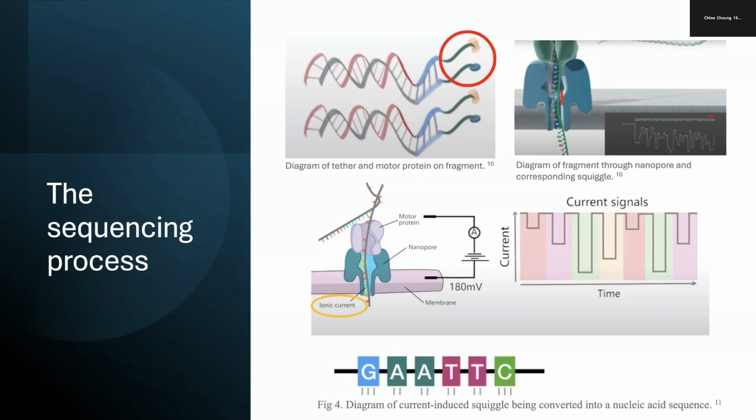Motor proteins found on the tethers of the fragments attach the strands of nucleic acids to individual nanopores. Then, the fragments, regardless of length, are pulled through the nanopore aperture. Each time a base of nucleic acid passes through, it causes a disruption in the current flowing through the pore, producing a characteristic squiggle on the automated reader.